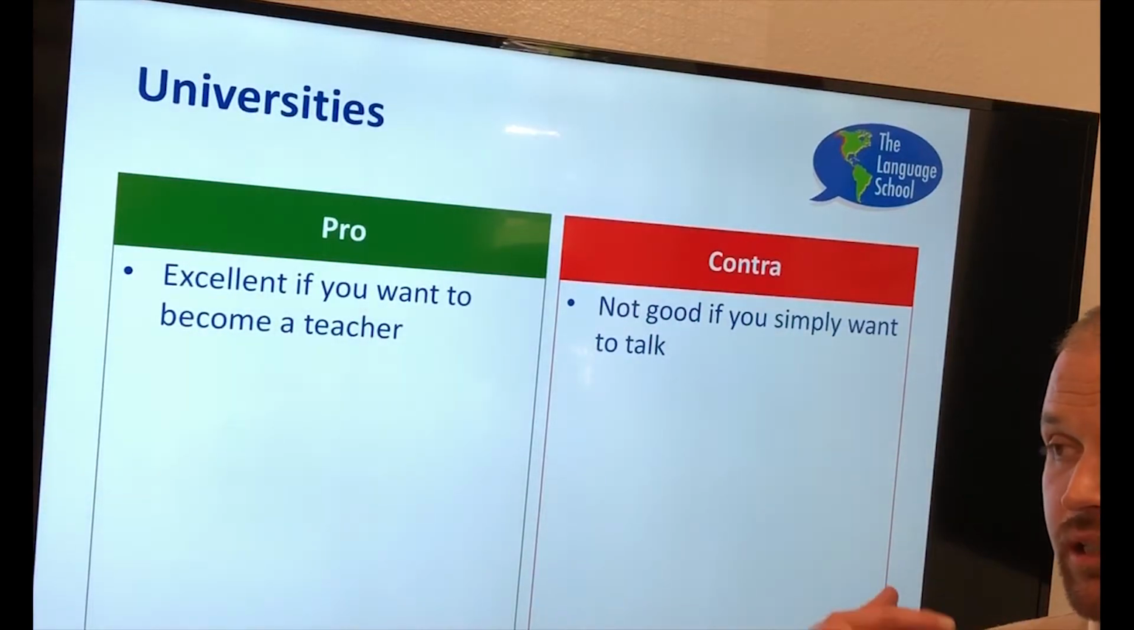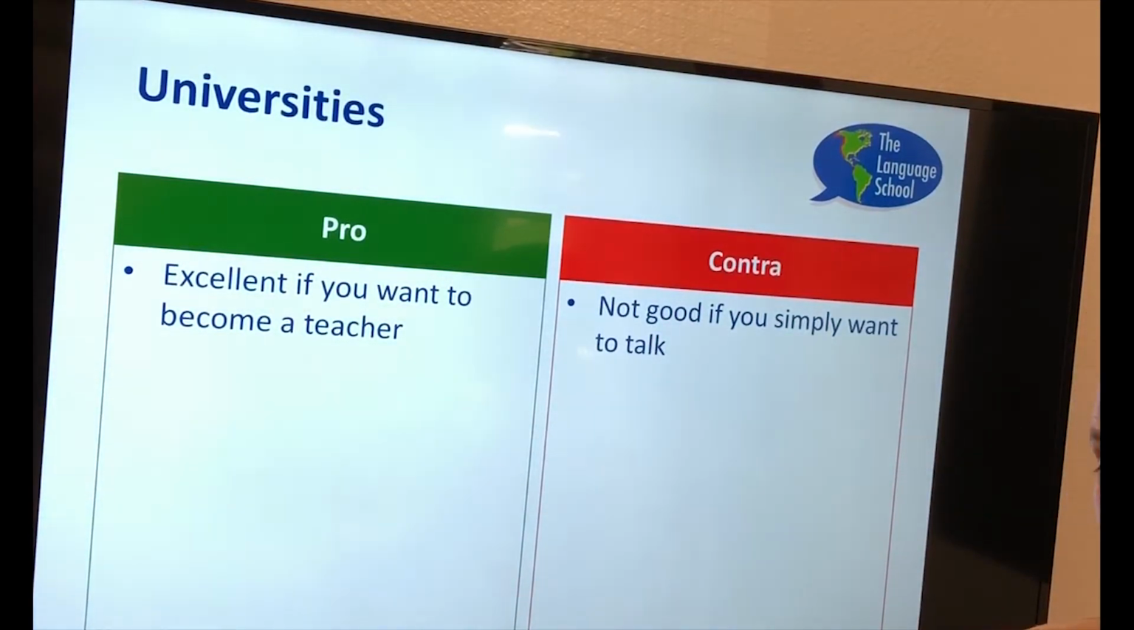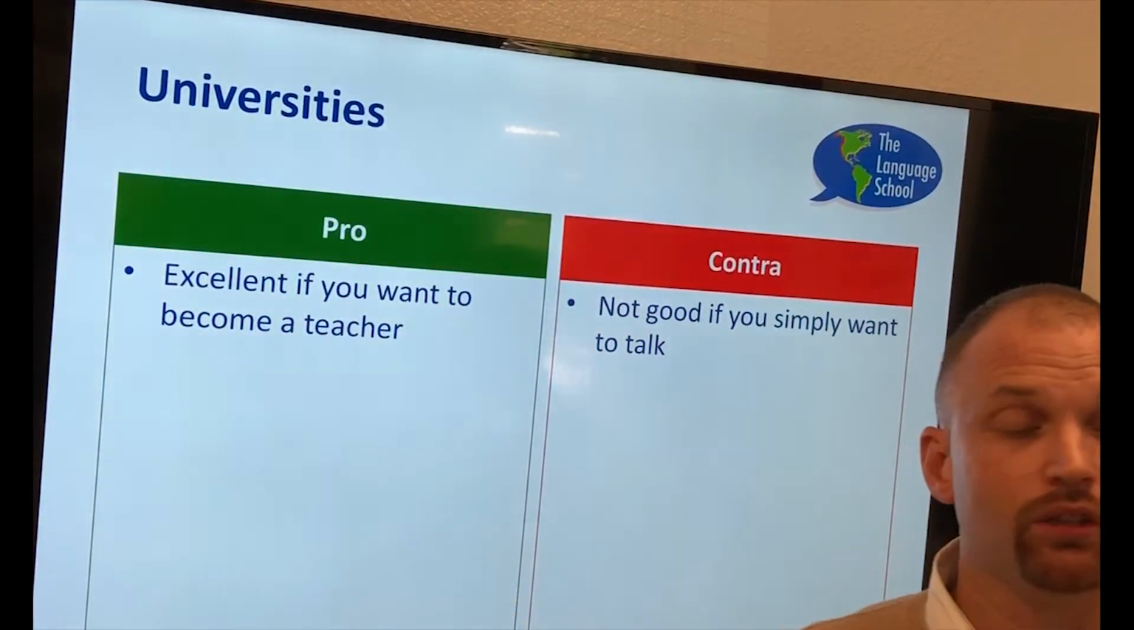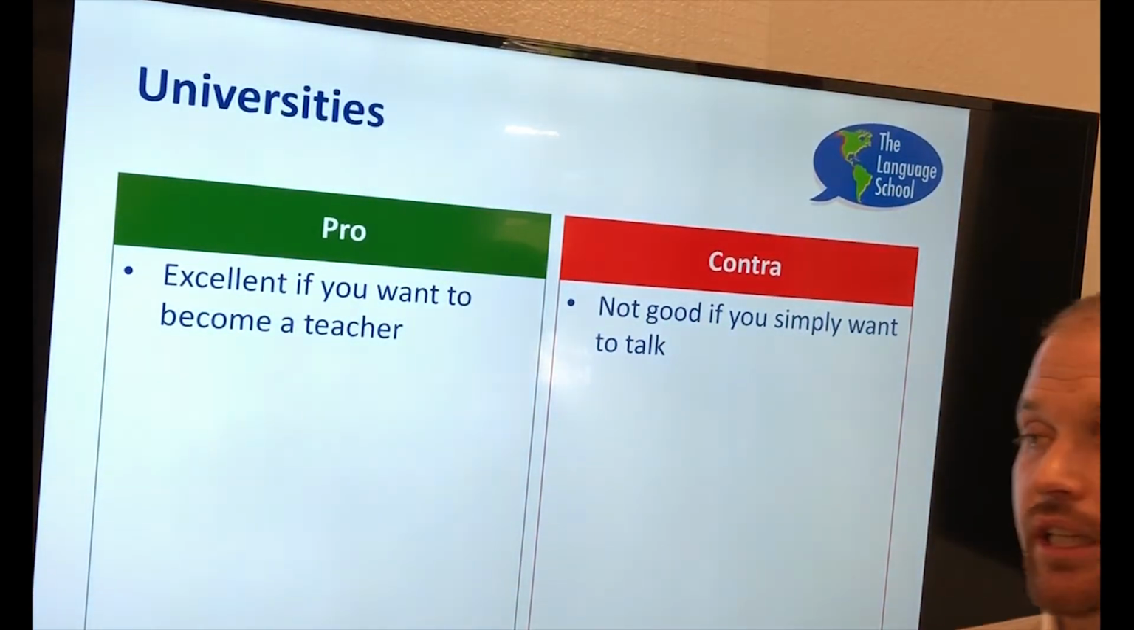Why? Because universities deal with incredibly large classes. So my first class that I walked into after my Spanish immersion trip, I came back and I enrolled here at CU Boulder, and I took a semester of Spanish. I walked into a big, gigantic classroom with almost 50 students in it.